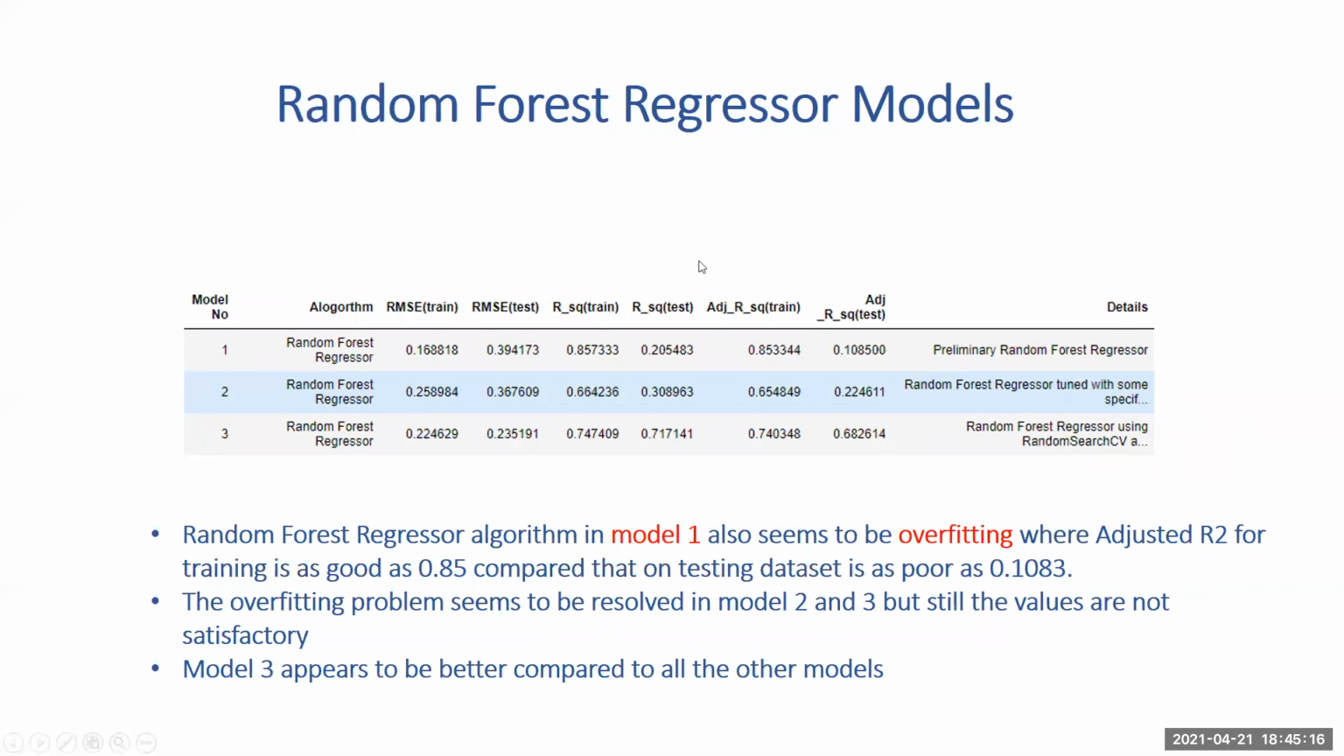For the random forest regressor, 3 models were built. The first model also behaved like overfitting has happened here. And this is the best model which we could build with the regression algorithms. So 0.74 is the adjusted R-square on the training data, and 0.68 is the adjusted R-square value on the test data.